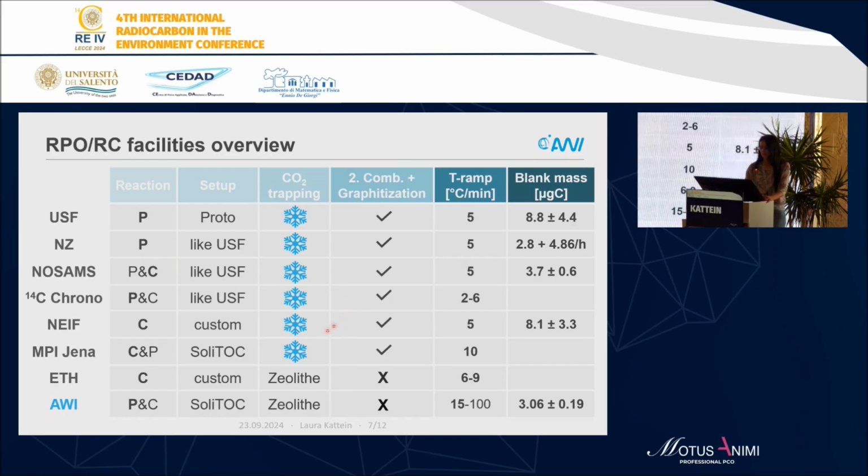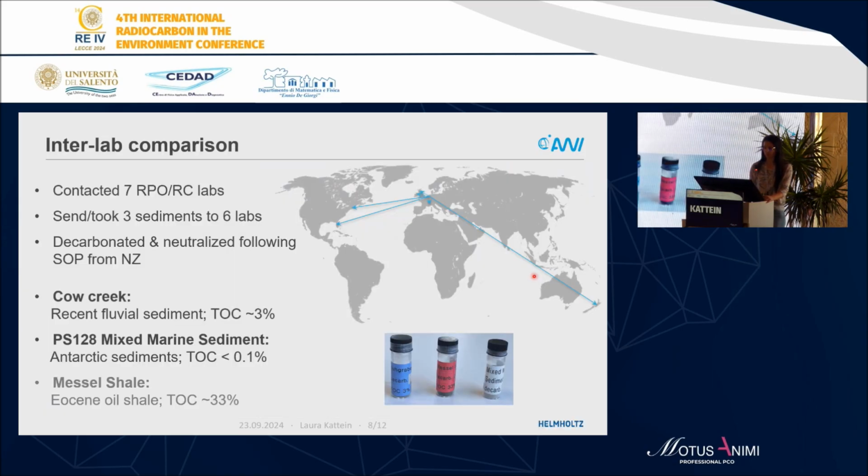Anyways, let's just say the ABI and the ETH systems are the only ones that use zeolite traps instead of cryogenic traps. And our blank is in the overall size range that has been published in the literature so far.